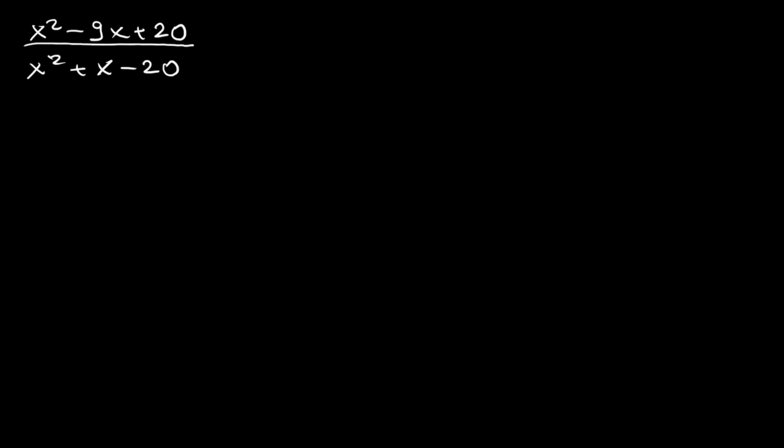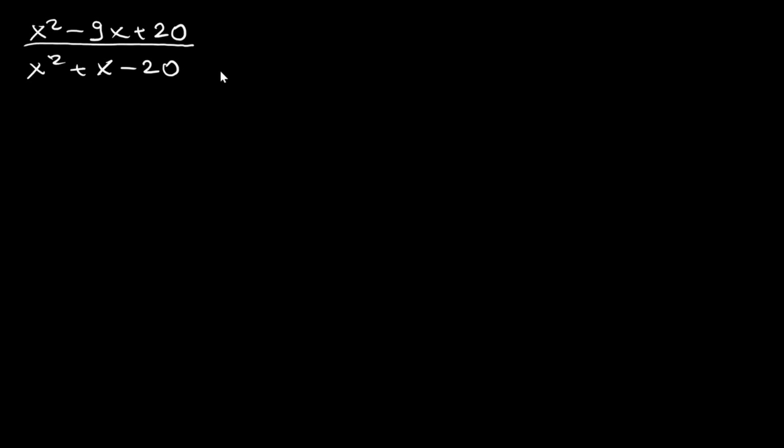Hello guys, in this video I'll show you how to simplify algebraic fractions. Here we have (x squared minus 9x plus 20) over (x squared plus x minus 20). This is a fraction where the denominator is an algebraic expression. Therefore, the whole thing is called an algebraic fraction. But you don't need to know this in order to be able to simplify it.